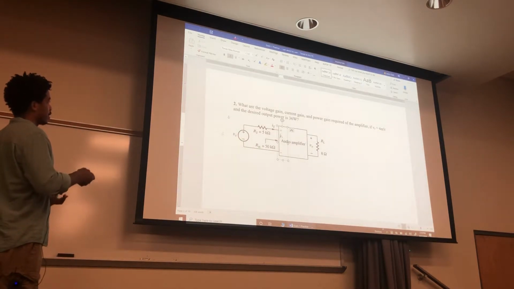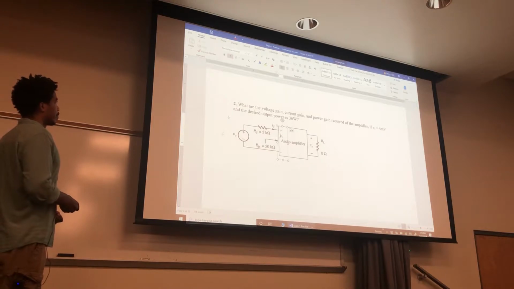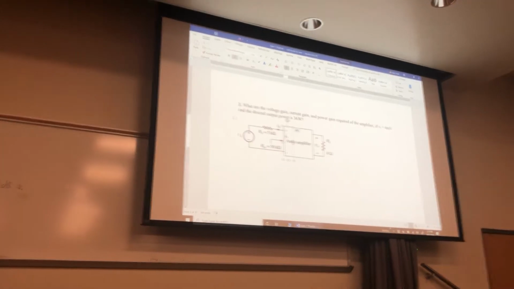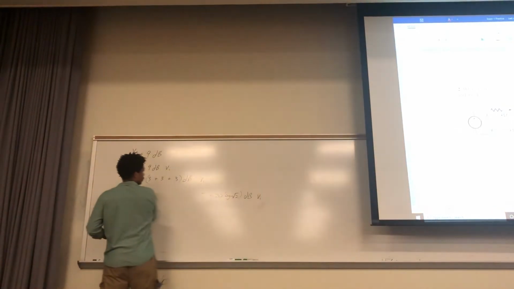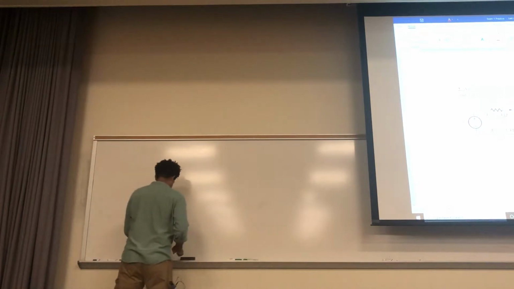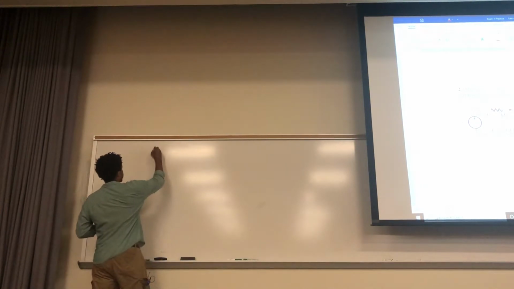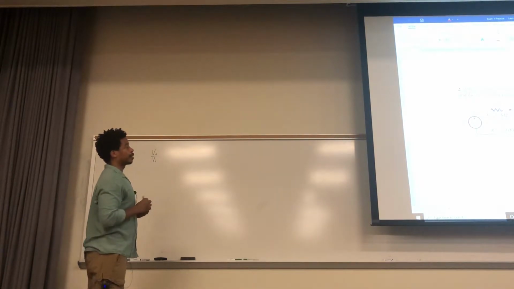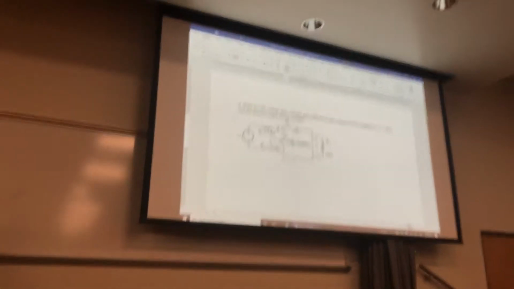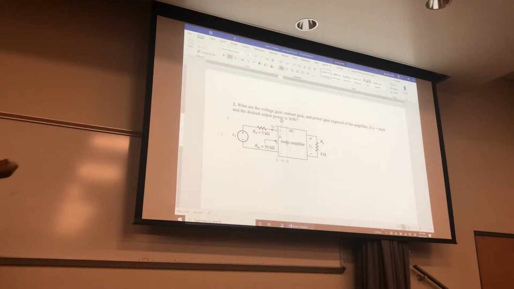But anyway, so for this system right here, for the voltage gain, it is Vout over Vin. And so let's first find out what Vout is. Wait, are we given?